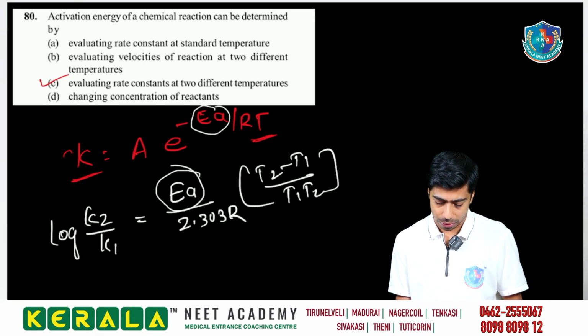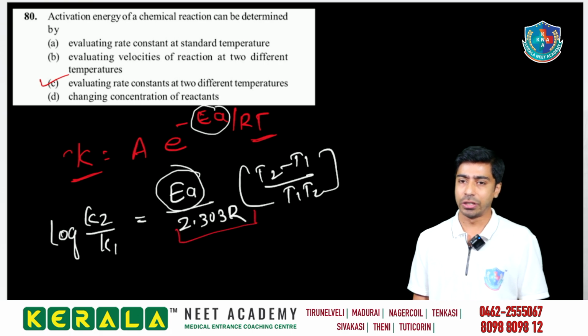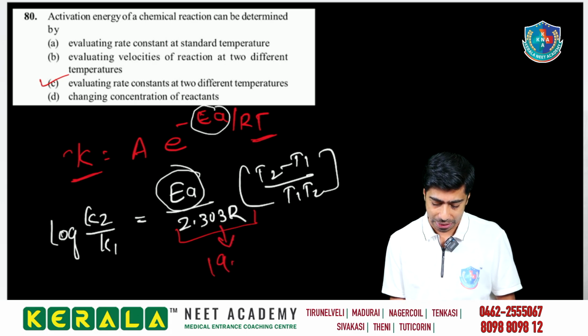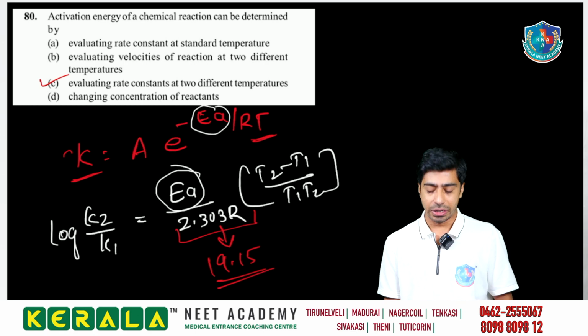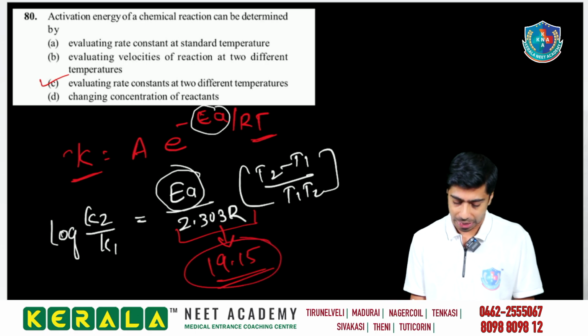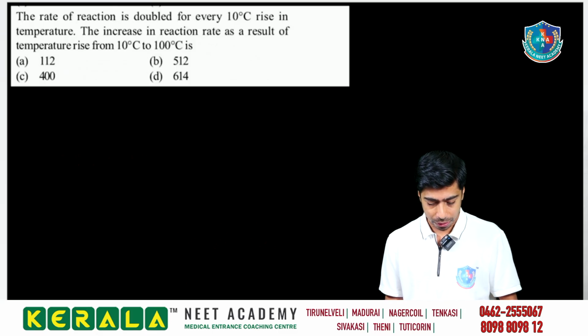And also remember, learn by heart the value of 2.303 R, because if the answers are given in Joule, then R will be 8.314 and that answer will be 19.15. So instead of multiplying 2.303 and 8.314, the answer is 19.15. So if you get any question based on that, that will be easy for you.